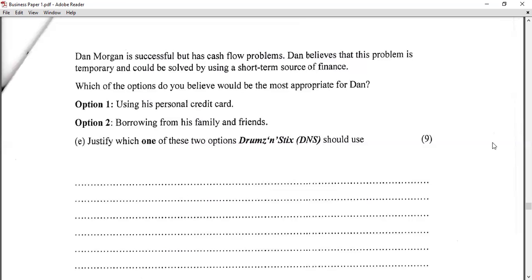Okay, option two, borrowing from his family and friends. That's the second option. Borrowing from family and friends. Sometimes it's a very flexible method because you can ask money from his mom, dad, uncle, aunt. Family and friends, this will be very flexible and no documentation is needed. Therefore, Dan can quickly ask for the money, which is a very personal thing.